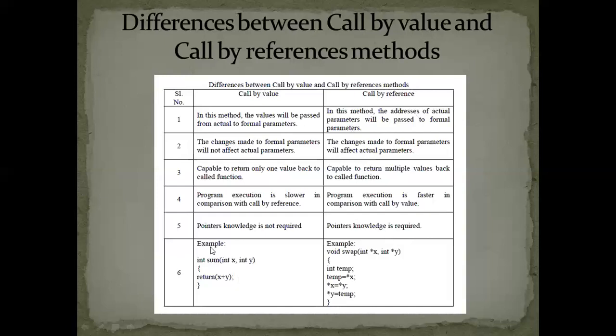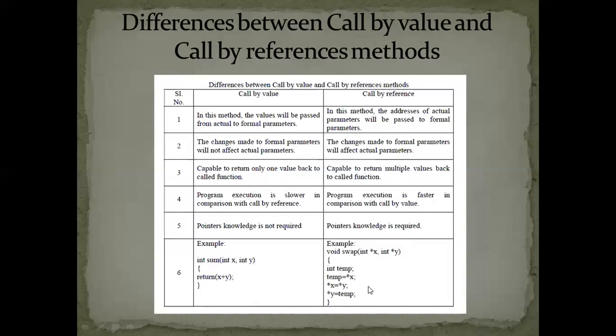So this is a simple example for call by value. Here int means it returns a value. Sum is a function name. I'm passing the two parameters or arguments, int x comma int y. This is a summation of the two numbers. Return x plus y. So it returns the summation of the two numbers. This is a simple example for call by value.